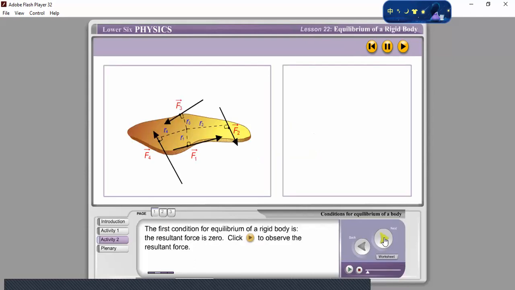The first condition for equilibrium of a rigid body is the resultant force is 0. Click the play button to observe the resultant force. Okay, class, look here. A rigid body means an object with 4 forces which lie on the same plane.